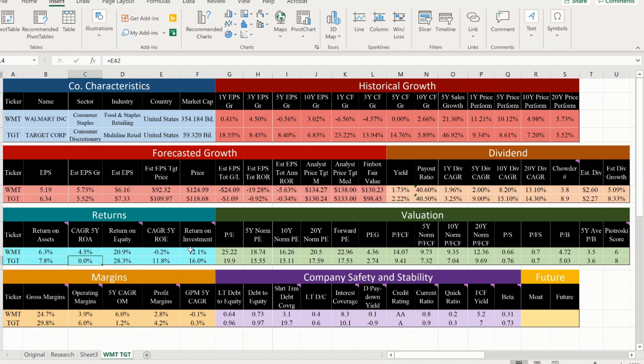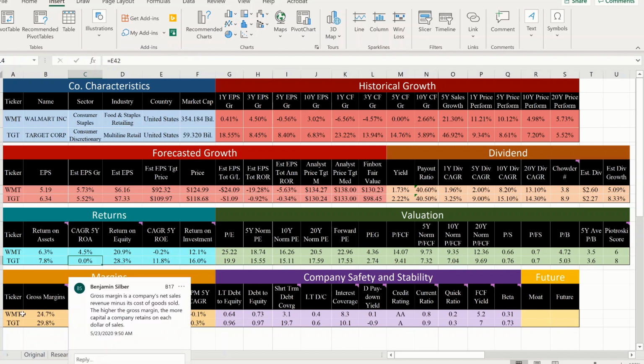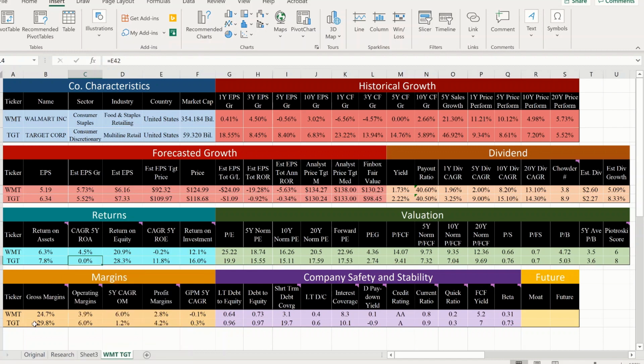Next, we have margins. Target's gross margins come out ahead, as do their operating margins. Walmart's operating margin 5-year compound annual growth rate is faster, however. Target wins again on profit margins and is growing them more quickly, though both are growing slowly. Finally, we have company safety and stability. We want to buy companies that are financially healthy and allow us to sleep well at night.